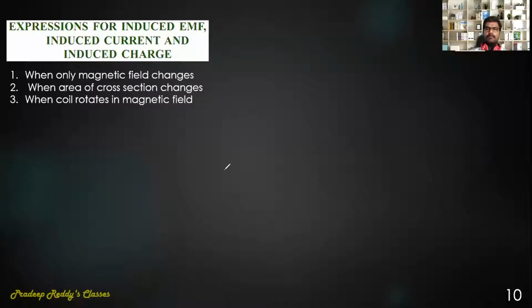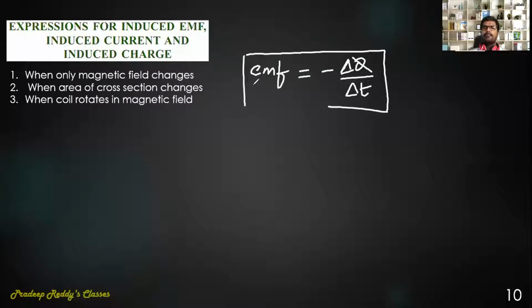Students, in the previous video lecture, we have already learned that there will be EMF developed in the coil, and this EMF is equal to minus delta phi divided by delta t. This is the equation which we have got. This is from Faraday's law.